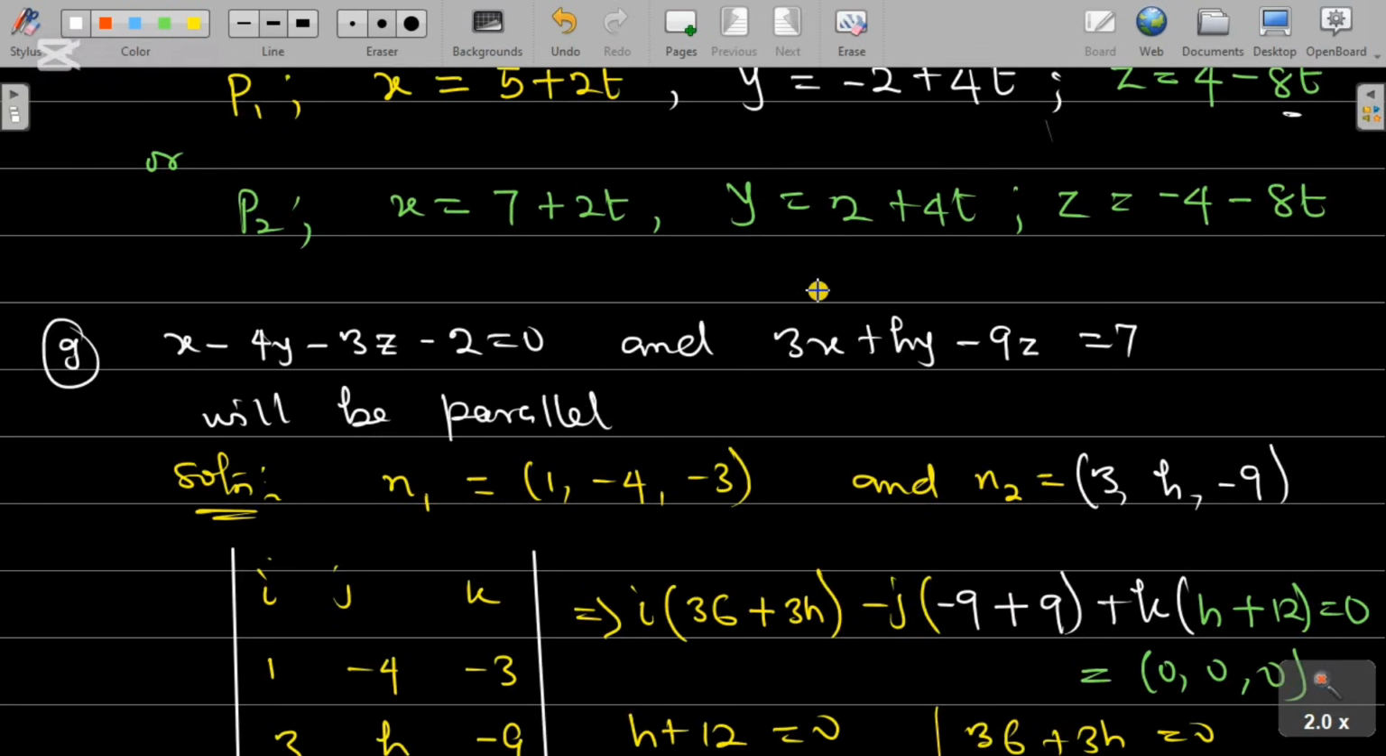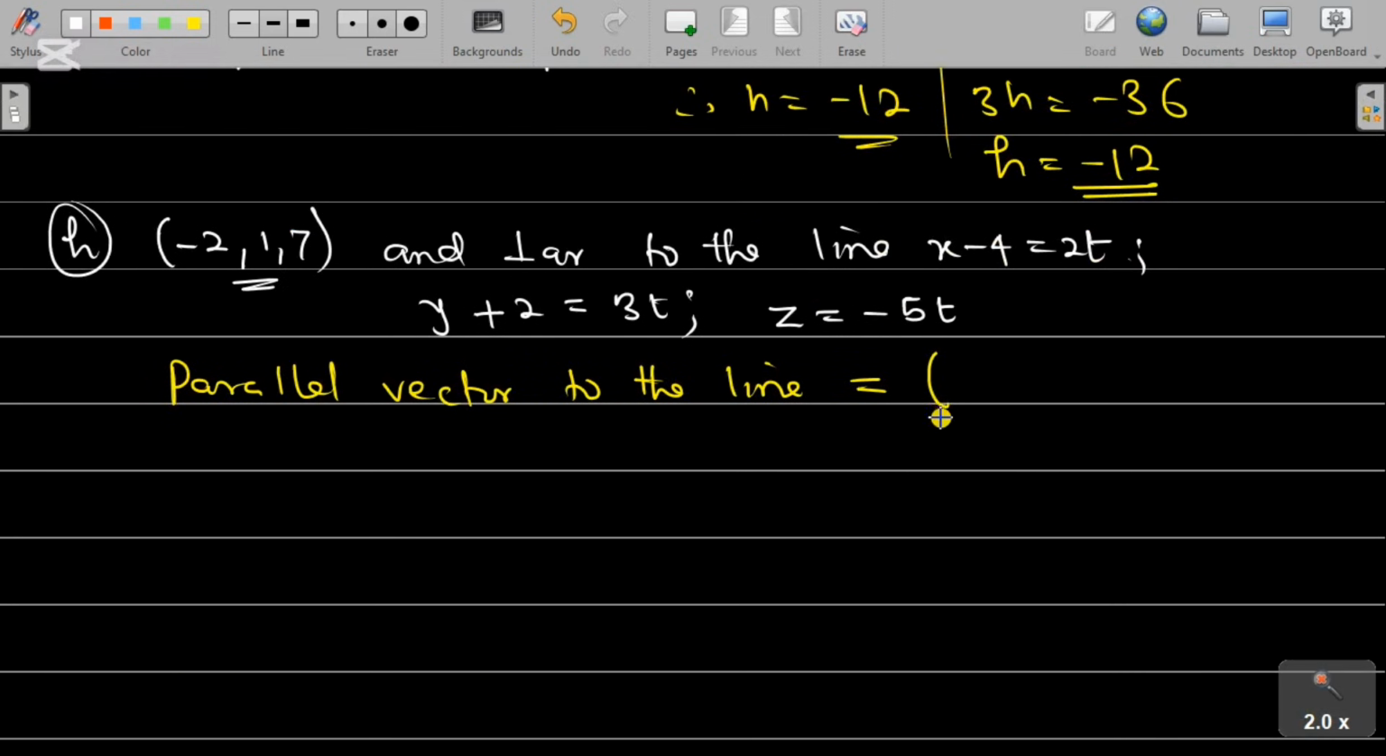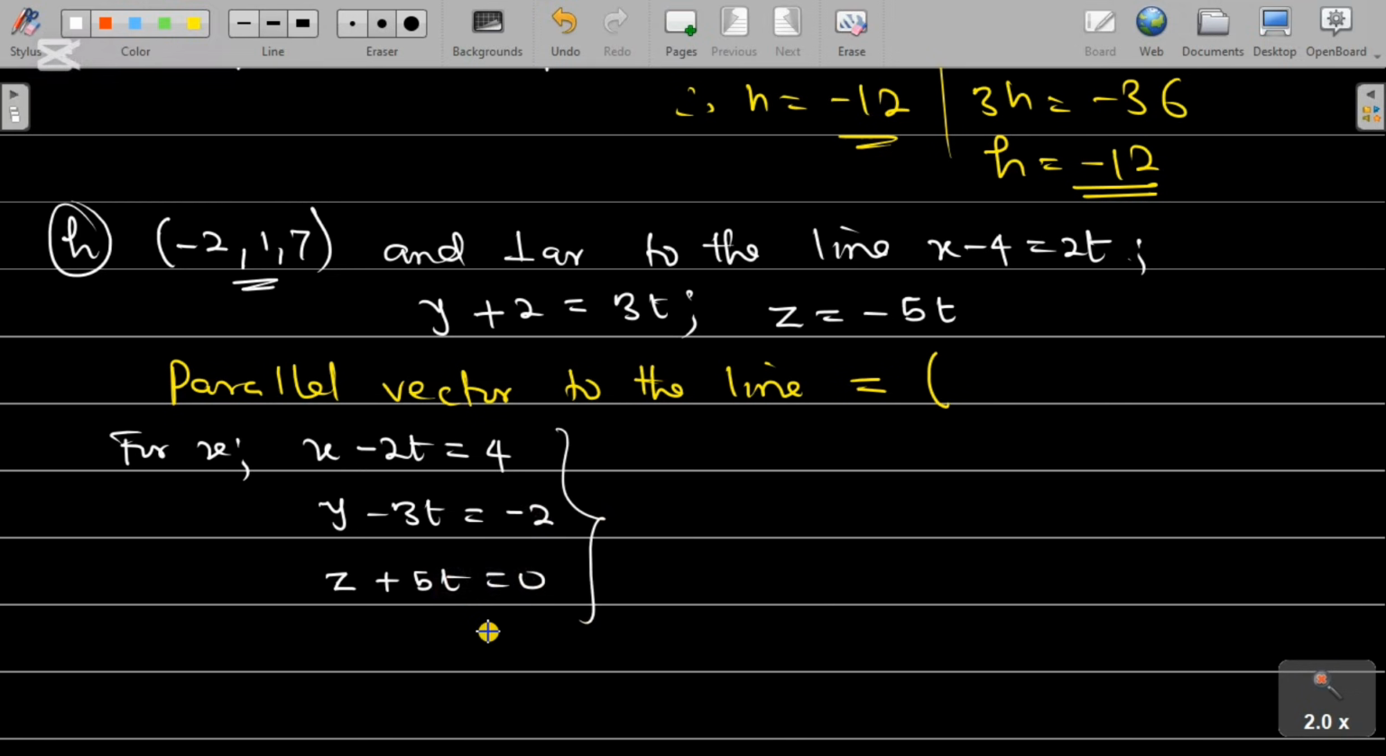Okay, so invariably, what are you expected to do here? The trick here is to bring this t to this side and take the constant to the other side. So for x, I'm going to have x minus 2t equal to 4. For y, I will have y minus 3t equal to -2. And for z, I will have z plus 5t equal to 0. And these are the parametric equations in their normal form.